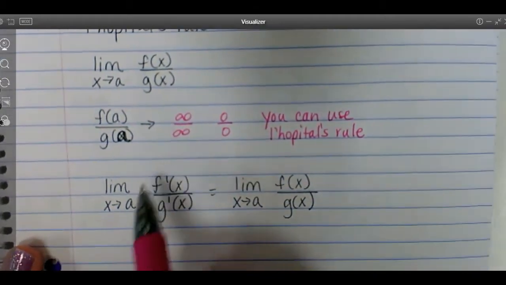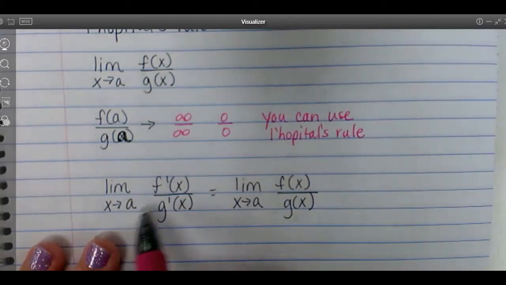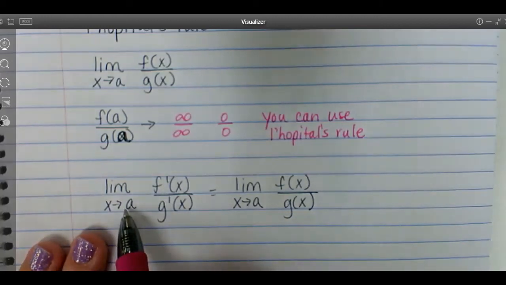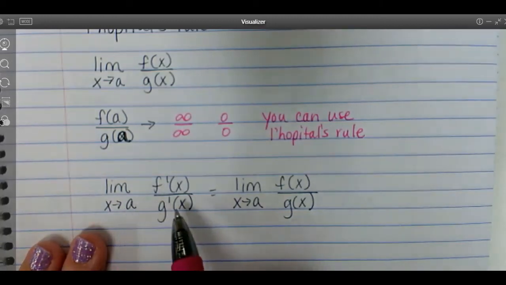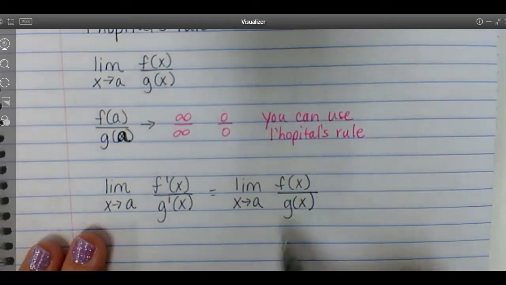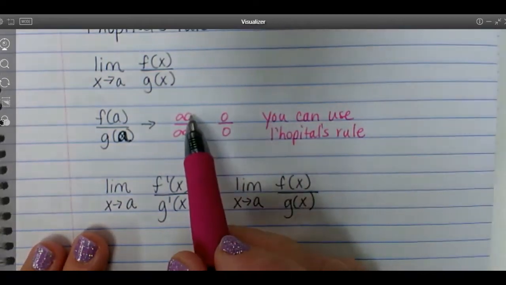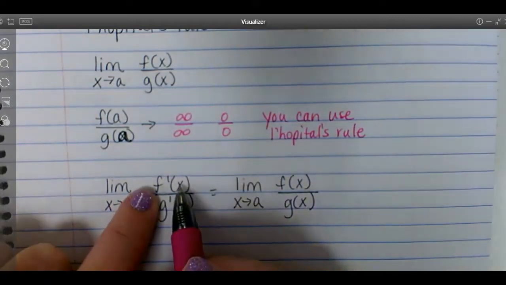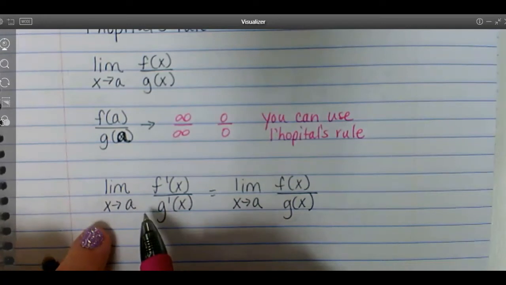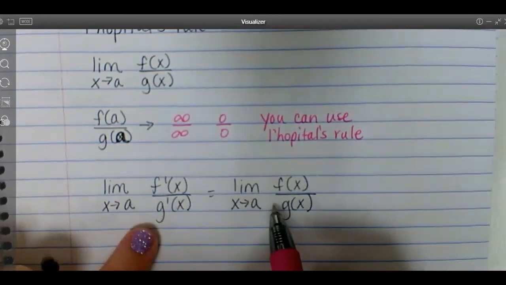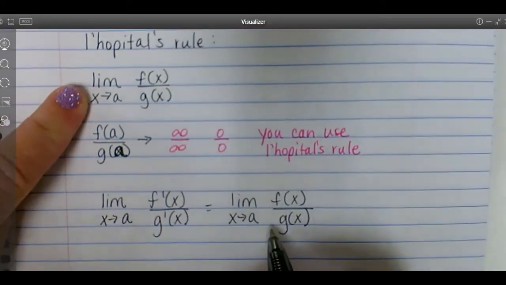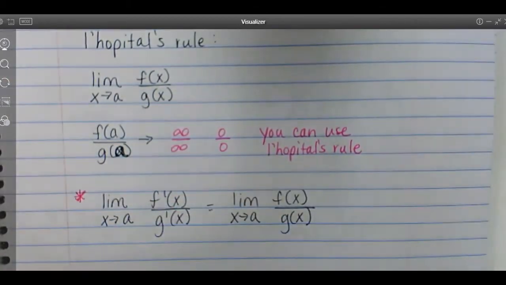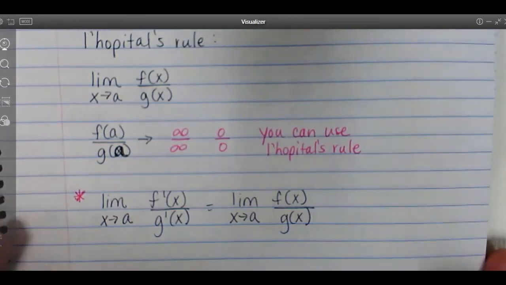Here's what the rule says. The rule says that the derivative of f and g, if you divide them and find the limit as x approaches that same value, that it would equal the original limit that you're looking for. So as long as you get infinity over infinity or 0 over 0, you can find the derivative of f and the derivative of g and then find the limit, and that will give you the same value as the original question you are being asked. So this is the actual rule, and that's what we're looking at as we do a bunch of example problems today.